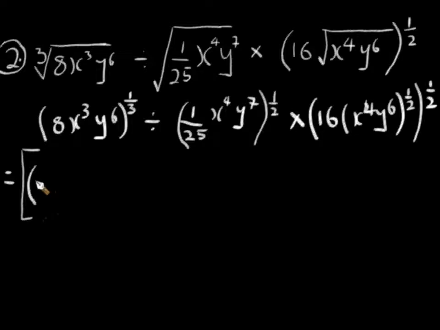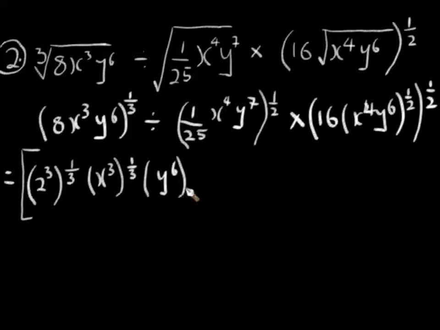We have 2 raised to power 3, that's 8. Let me write this 3 properly. Yes. Now, I'm distributing this 1 over 3 across every variable within the bracket. So I have 1 over 3. Now, the next is x raised to power 3, it gets its own 1 over 3. The next is y raised to power 6, and it gets its own 1 over 3. So we're done with that bracket.